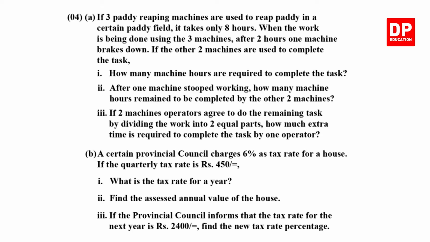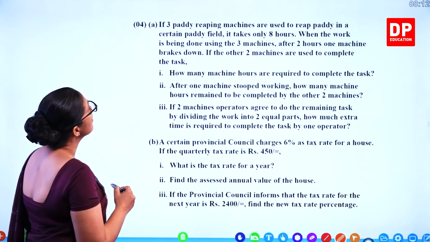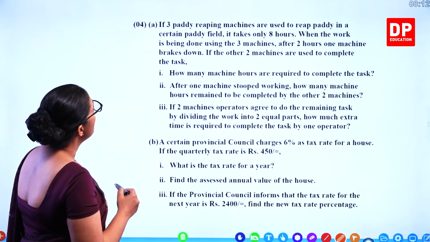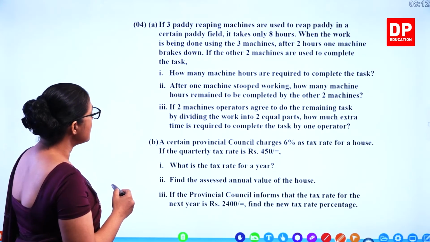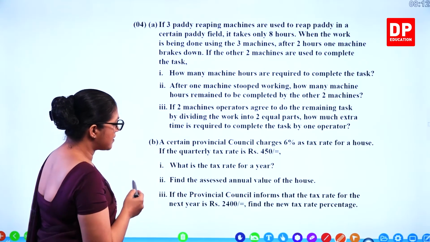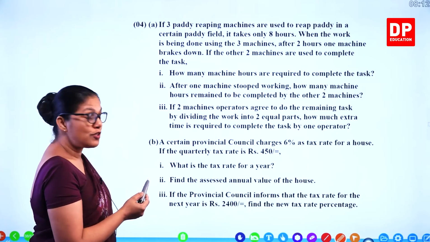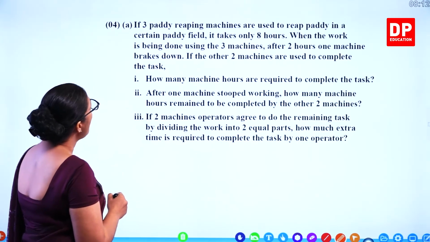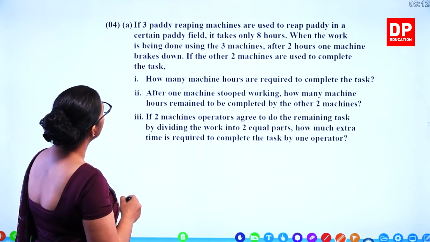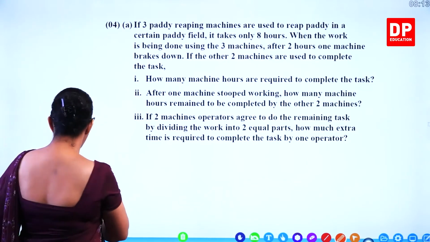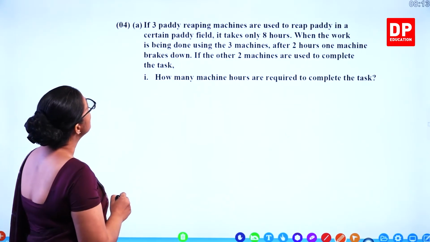Let's do question number 4. You get about man days, machine hours, and then the second part about tax rates. So we'll do both parts separately. Part 1. So you get 3 parts. And we'll do the first part.